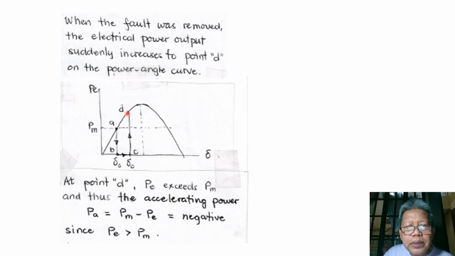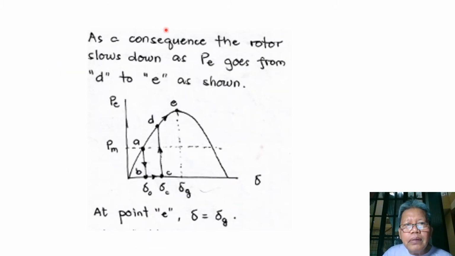So at this point, since PM remains the same, the electrical power at point D is greater than the mechanical power PM. So PA equal to PM minus PE becomes negative, because this PE is greater than PM. So therefore, PA is negative.